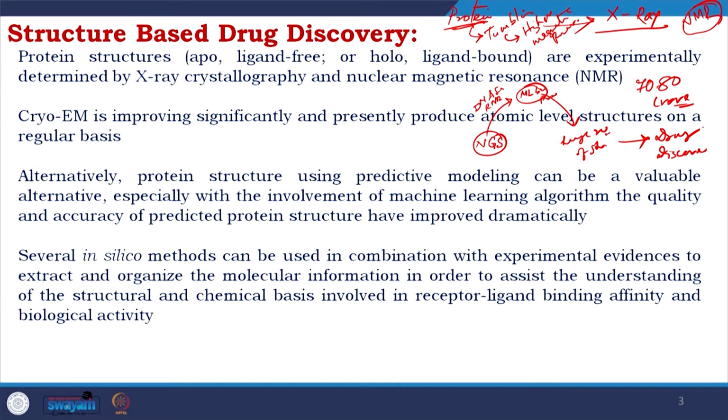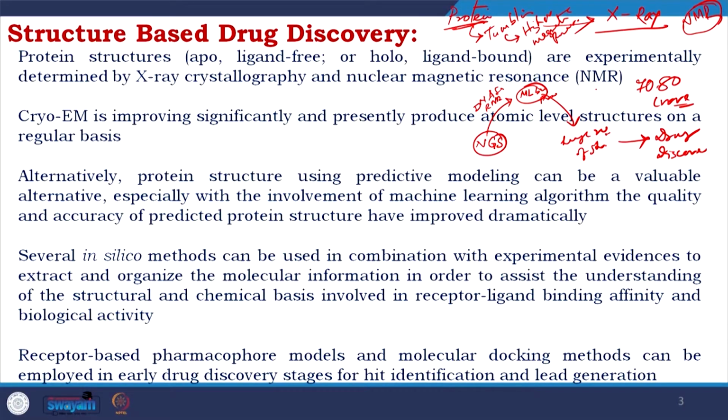Several in silico methods can be used in combination with experimental evidence to extract and organize the molecular information in order to assist the understanding of the structural and chemical basis involved in receptor ligand binding affinity and biological activity. So, now that we have the opportunity to get more and more predicted structures, it would definitely be helpful in developing models, be it a pharmacophore model, be it a QSAR model, be it what we are going to discuss today, docking based virtual screening.